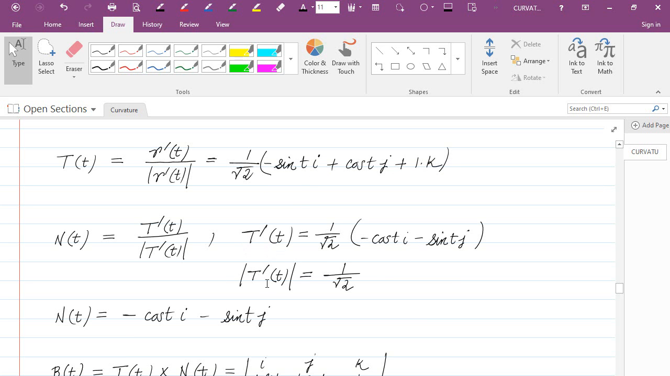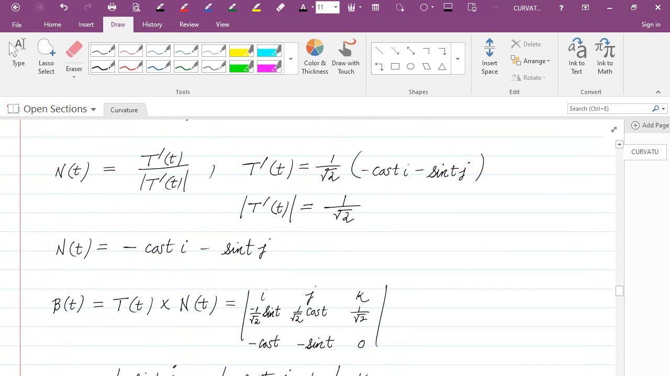And the length of T prime of t, well, the length of this vector here would be the root of cosine squared of t plus sine squared of t, which is 1. So the length of this would be 1 over root 2. So we see that N of t would be T prime of t divided by the length. And if I divide this by this quantity, then I get just negative cosine t i minus sine t j. So N of t is this vector.